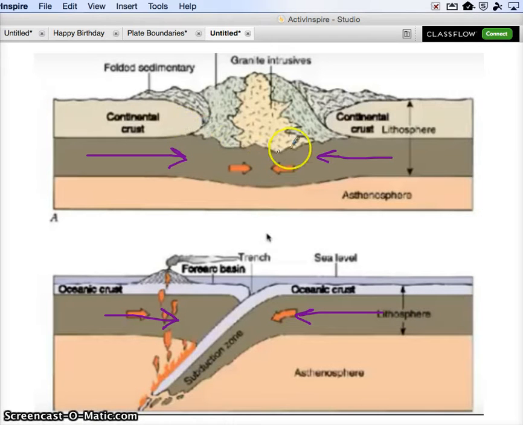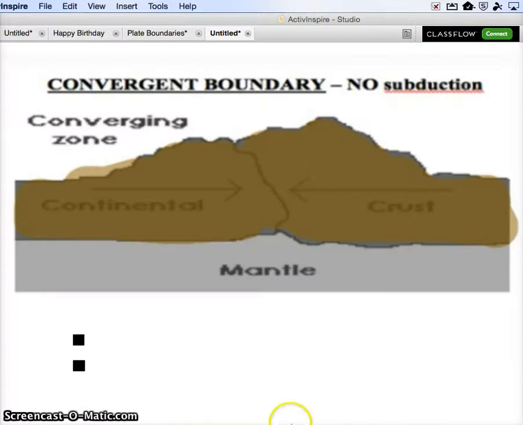So in the middle, we'll get this thick area of rock. The crust basically crumples up in the middle to create a mountain or a whole chain of mountains. So if we look at your diagram, you'll see on the left is continental crust, and on the right it is continental crust, and they are colliding, so it is a convergent boundary.